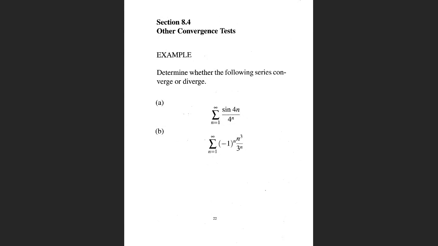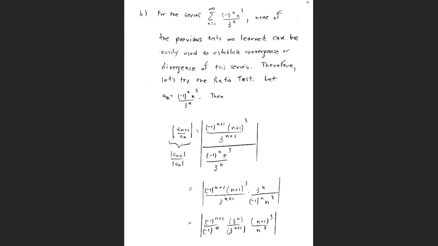Okay, so here's series B again, and what we're going to do is try the ratio test out for series B, since none of our other tests are really going to help us. So I'll go to the solution here. Like I said, for this series, none of the previous tests we learned can be easily used to establish convergence or divergence of the series. Therefore, we'll try the ratio test.